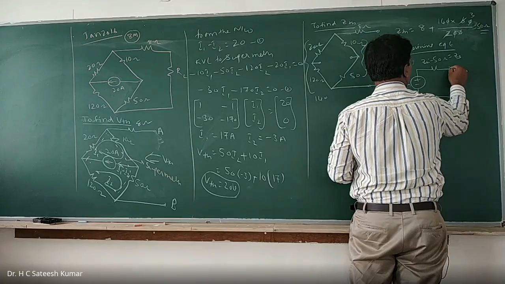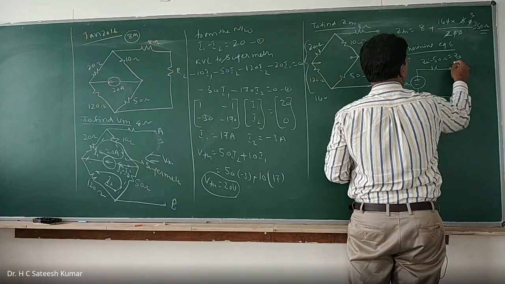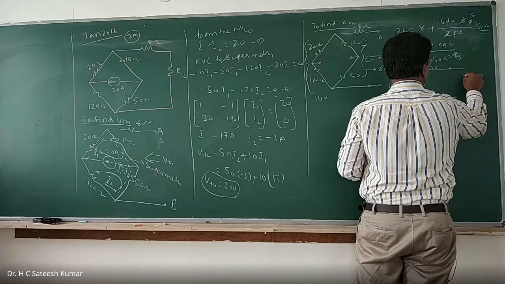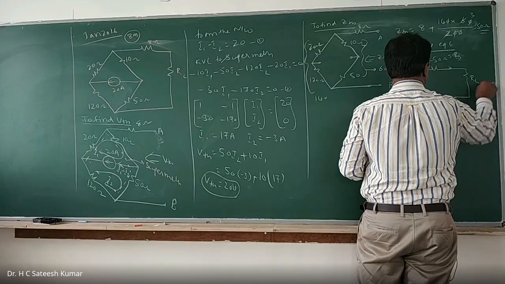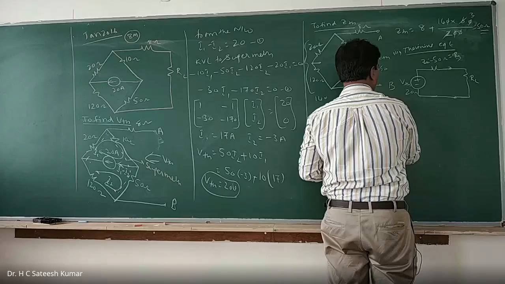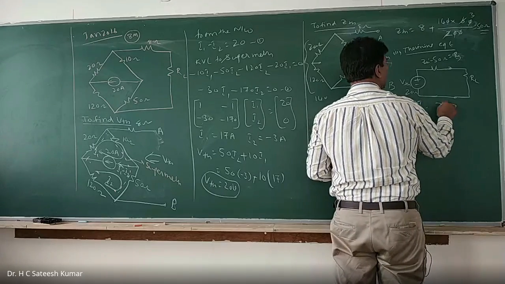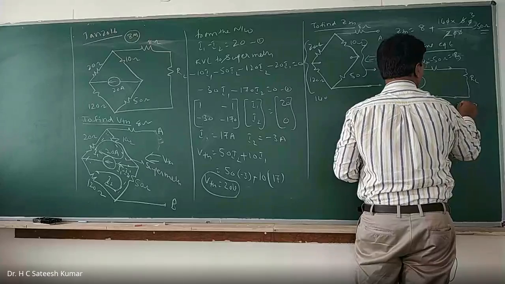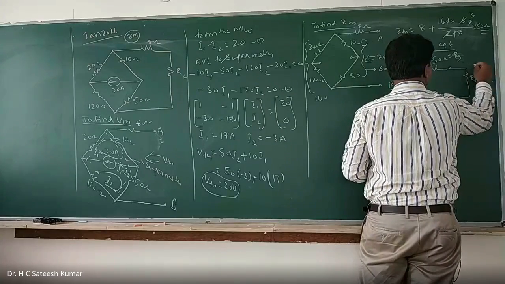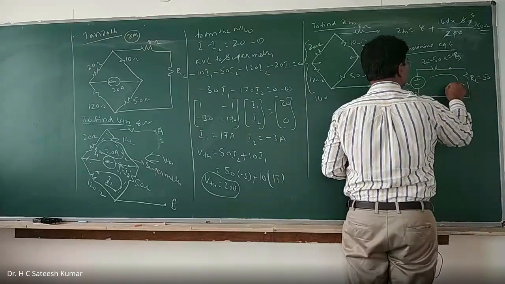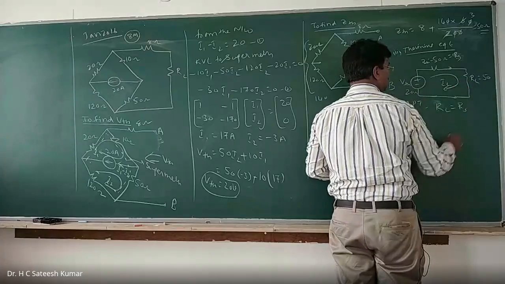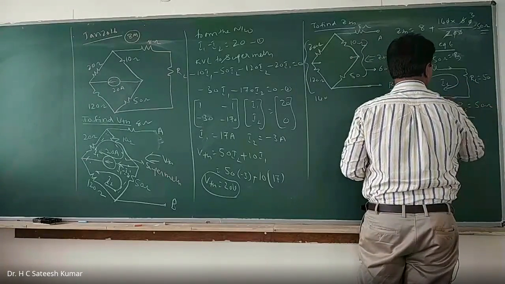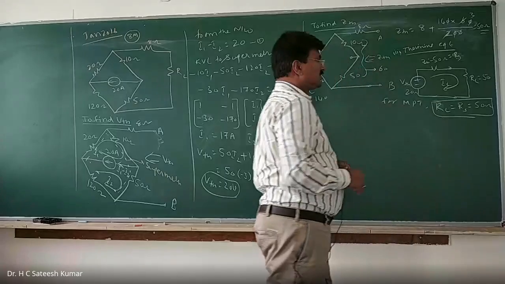And for maximum power, this is your source, and this is your Z, which is nothing but equal to RS. And this is your RL. For maximum power transfer, RL should be equal to RS. Therefore, it is equal to 50 ohms. Find out IL. RS is equal to 50 ohms. So this is the maximum resistance for maximum power transfer.